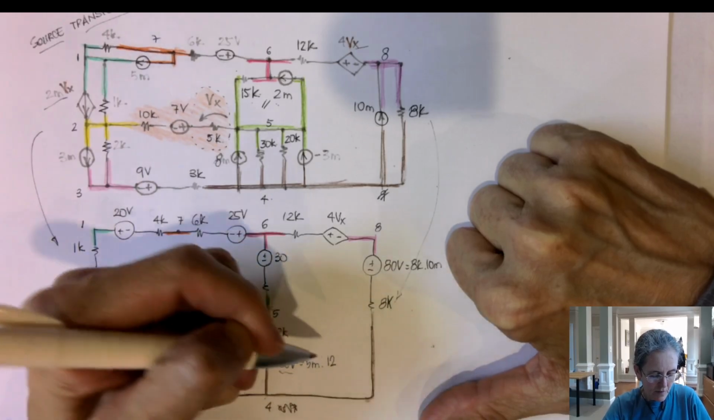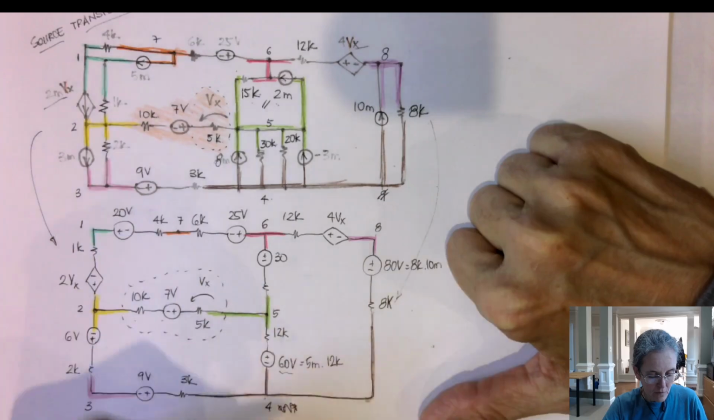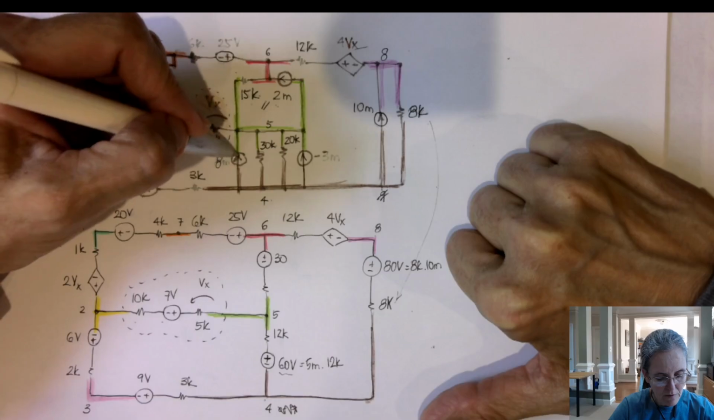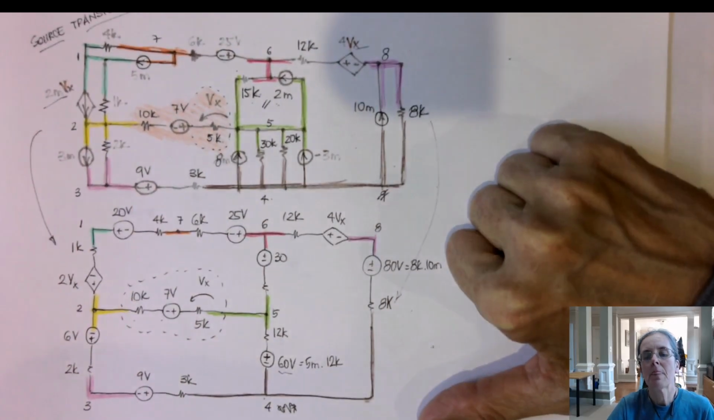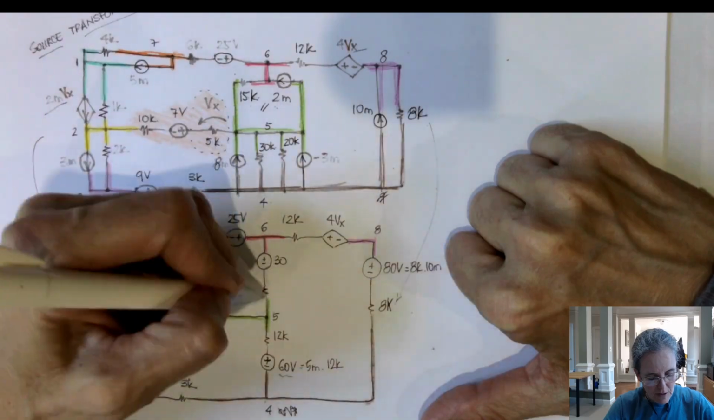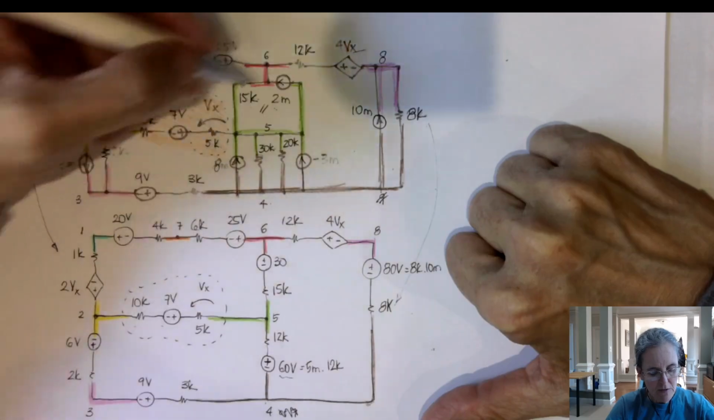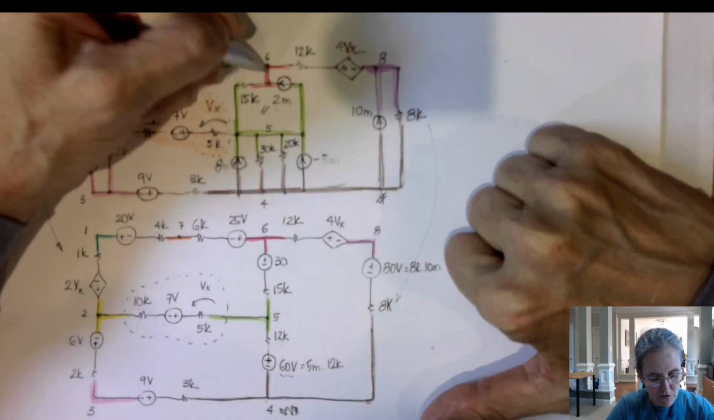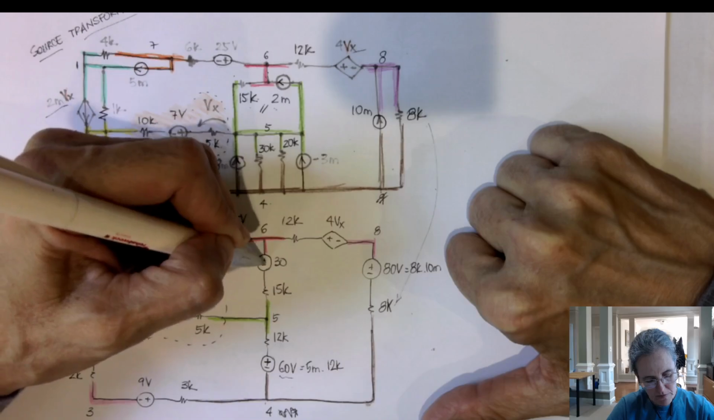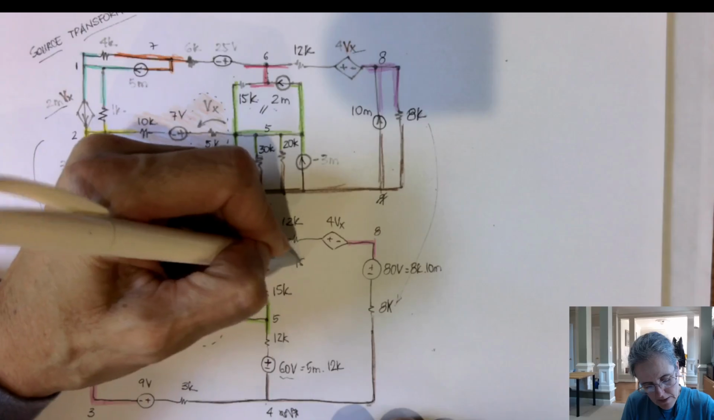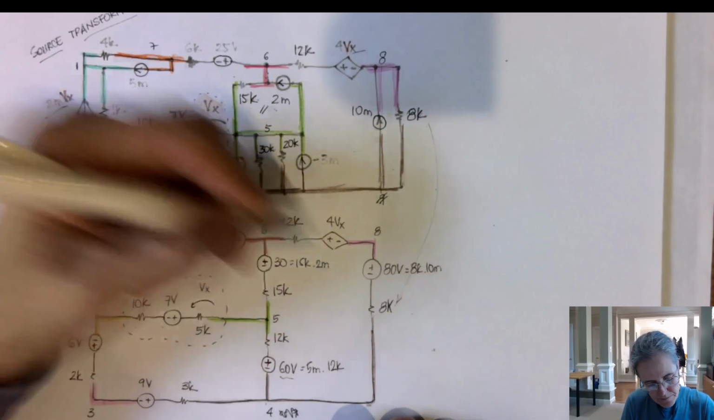And because it's going up, the plus is on the top side here. So wherever the arrow is where our plus is. And this 30 is with the 15K. So this 15K I copied here, and the 2 milli has the arrow going to the node 6, so the plus is on node 6. And the 30 volts is 15K times 2 milli.